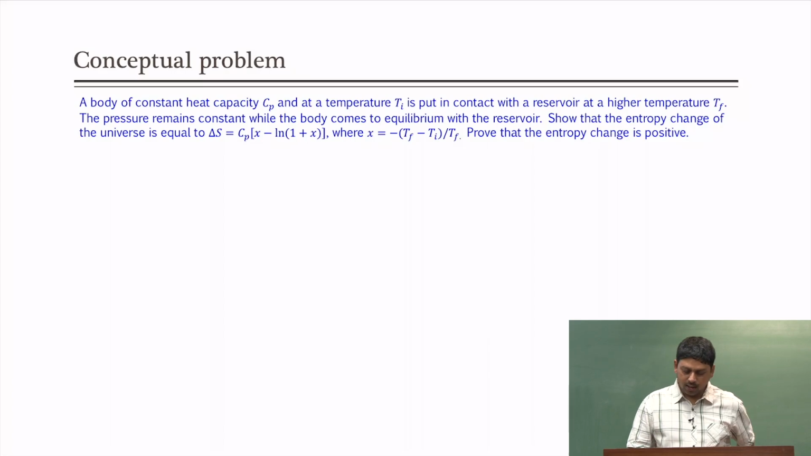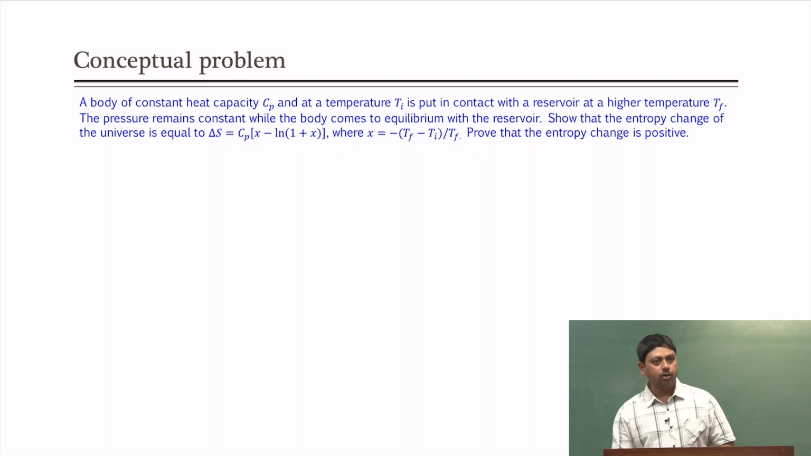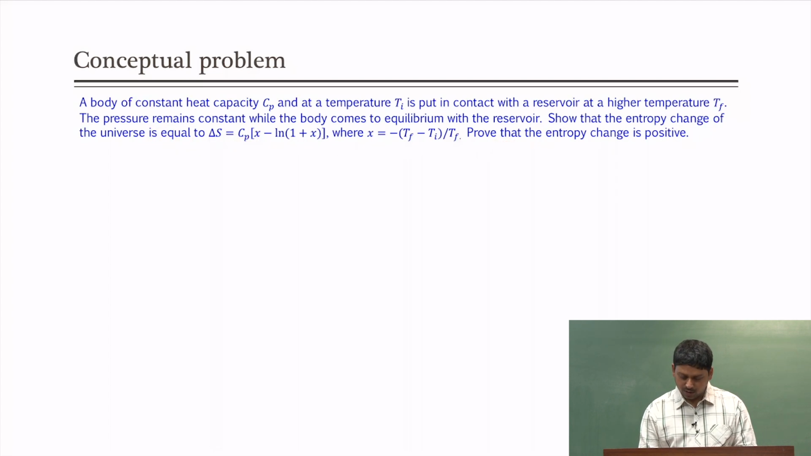Okay, so now this is an interesting question, a conceptual problem also. A body of constant heat capacity Cp and at a temperature Ti is put in contact with a reservoir at a higher temperature Tf. The pressure remains constant while the body comes to equilibrium with the reservoir. Show that the entropy change of the universe is equal to this one. Now, you see we are talking about entropy change of the universe.